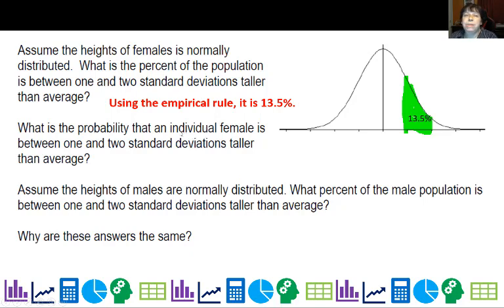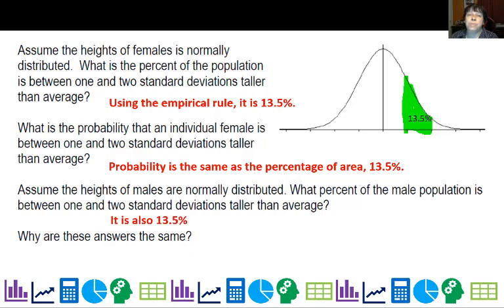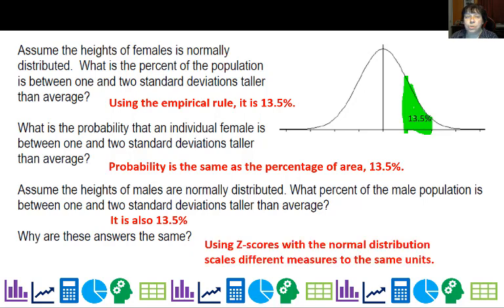What's the probability that an individual female is between 1 and 2 standard deviations taller than average? It's the same as the area percentage. It's 13.5%, or 0.135. Now, assuming the heights of males are normally distributed, what percent of the male population is between 1 and 2 standard deviations taller than average? That's also 13.5%. Why are the answers the same? Well, when we use z-scores, or the number of standard deviations away from the mean, it's like you're scaling the pictures to the same size. So we scale different measures to the same units.